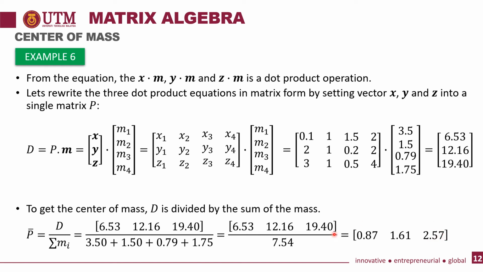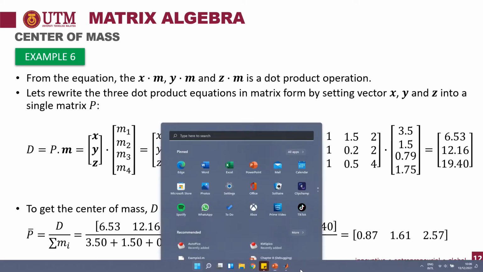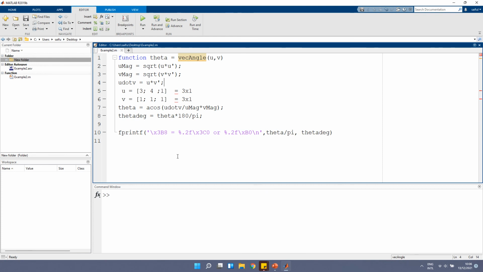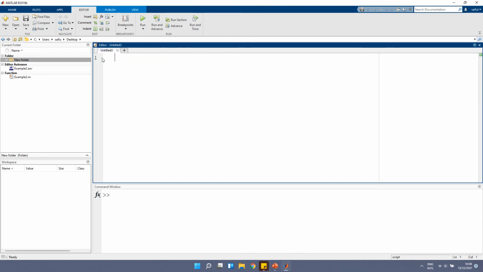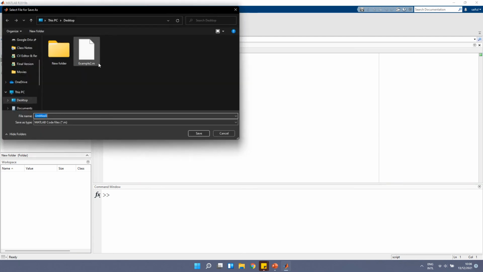So we will write the MATLAB code in order to solve this kind of problem, and we must get this answer, because we already computed manually and got this answer. So in MATLAB, basically we need to get the same answer. Let's take a look at MATLAB. For this one, we just create a new script and name it example 6.